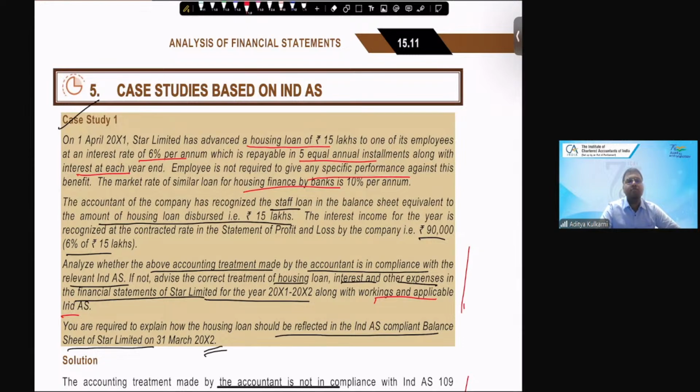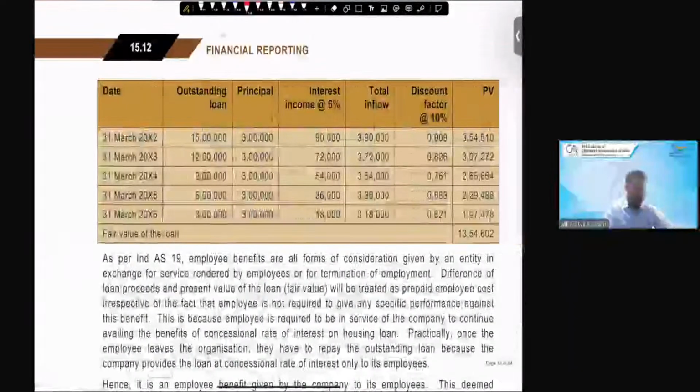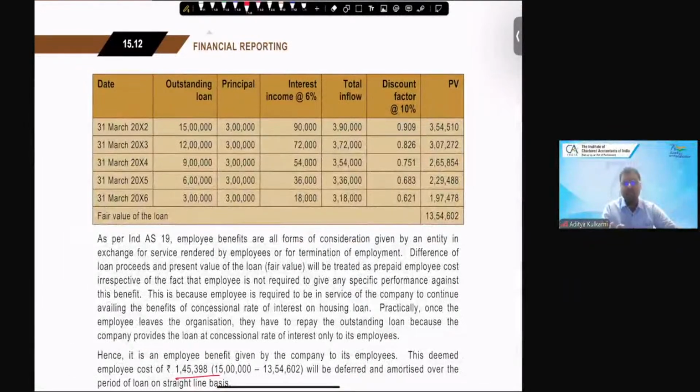Yes, sir. So this is something you have probably done in your Ind AS 109. हाँ, आपने पढ़ा होगा, transactions not at fair value. उस कैटेगरी में ये एक common adjustment था. Okay. So I will not run through the calculations. That's something you would already be aware of.